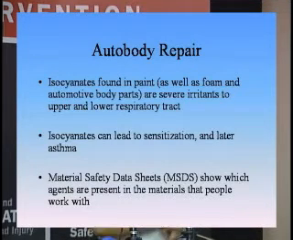So why do you care? What's in paint? Well, isocyanates are found in paint, and isocyanates are known to cause asthma. They are severe irritants to the upper and lower respiratory tract. And what they're used for in paint is basically to harden paint. And it's also used in foam and automotive body parts. Isocyanates, like I said, can lead to sensitization and later asthma.